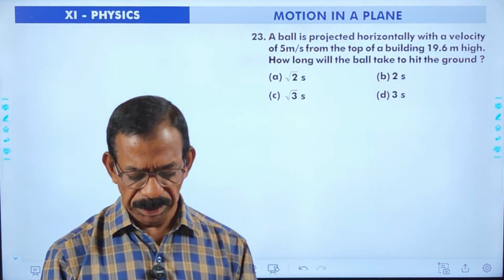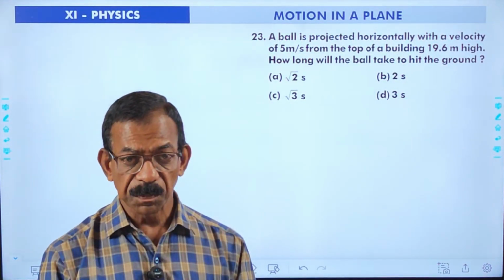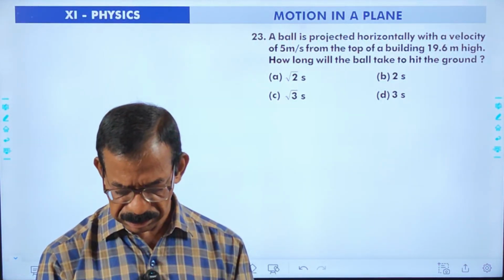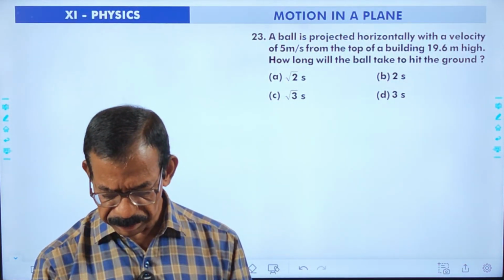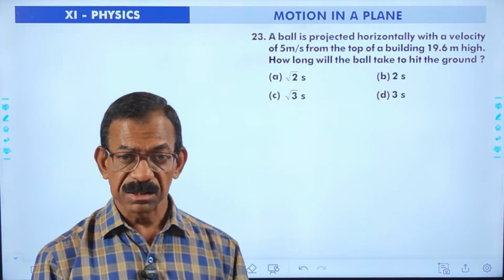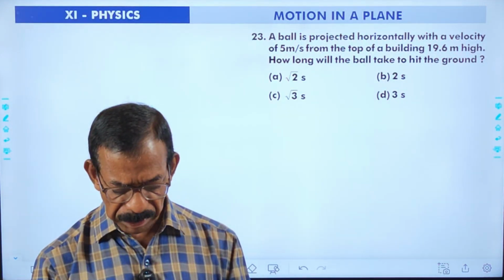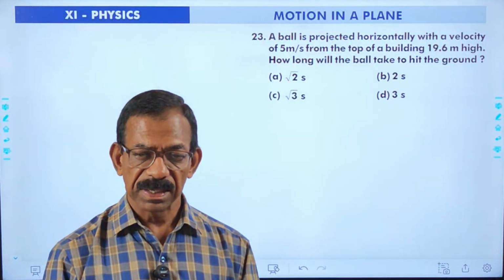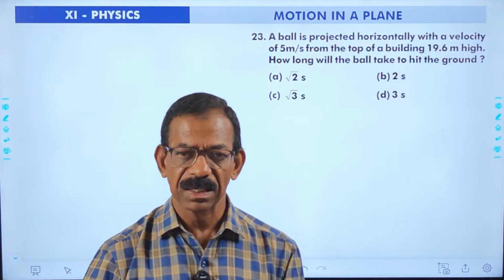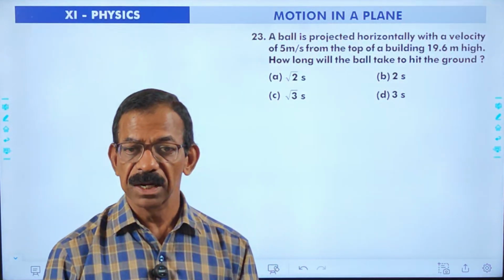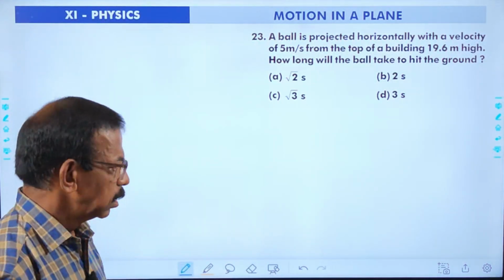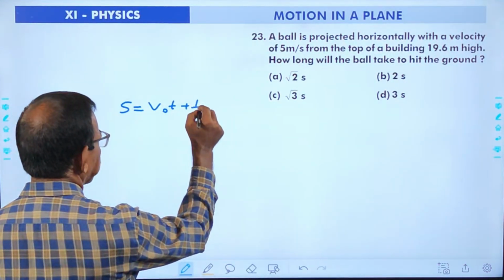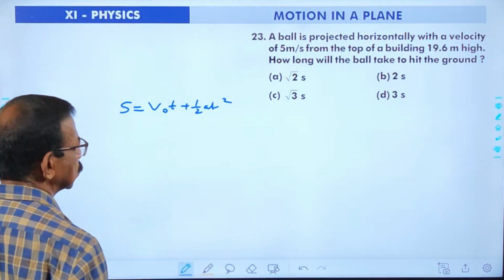Next is question number 23. A ball is projected horizontally with a velocity of 5 meter per second from the top of a building 19.6 meter high. How long will the ball take to hit the ground? It is projected, that means it is a projectile. Any projectile is a freely falling body. Hence, we may use the equation S equals V0t plus half at square.